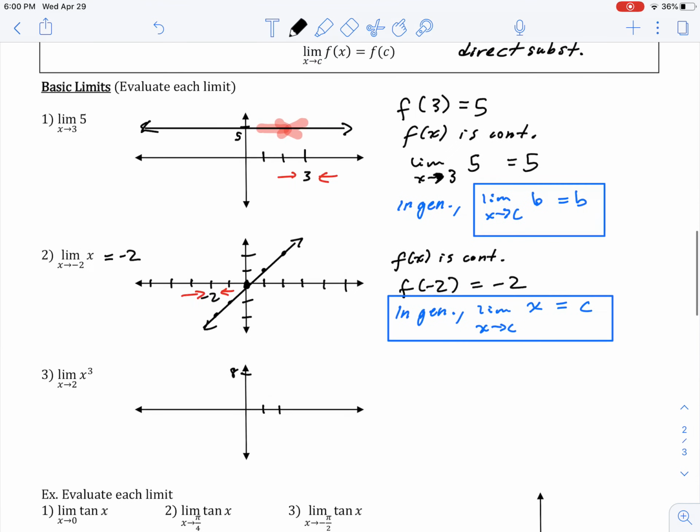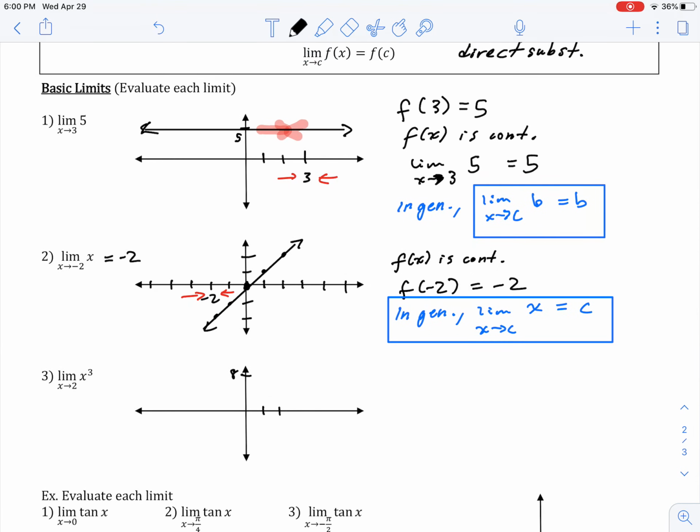All right, now let's look at another function. We've got x cubed. Well, ask yourself, is this continuous? Well, again, what does this graph look like? Well, when x is equal to 2, y is equal to 8. So our graph is going to just look something like this. We've got a basic cubic function here. f of x is continuous. So since f of x is continuous, you're allowed to do direct substitution for any x value. So we can say f of 2 is equal to 8. Therefore, the limit as x approaches 2 is equal to 8.